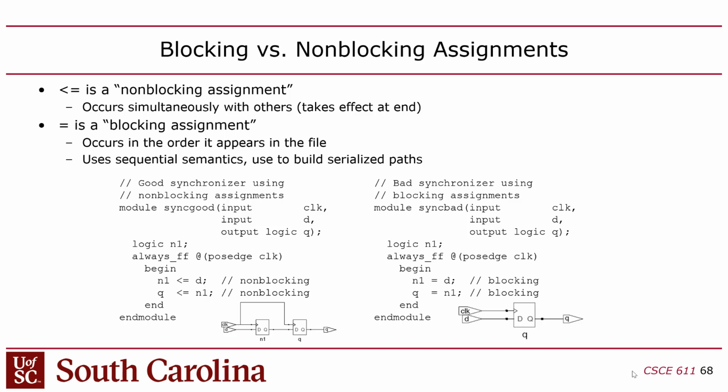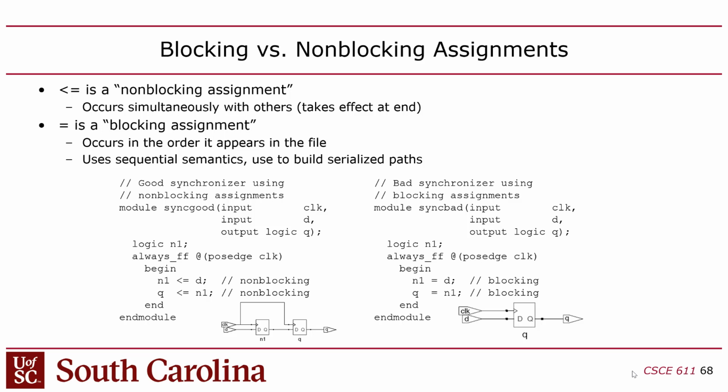That way, if you were to do this, and this comes up a lot, it's a common thing: if I say D goes into N1, N1 goes into Q, the synthesizer will interpret this as a shift register. It'll consider N1 as an internal connection, two flip-flops serially connected. Which means D will go into N1 after one cycle, and then after the second cycle, it'll appear on Q. So this will create a two-cycle delay between D and Q, right?